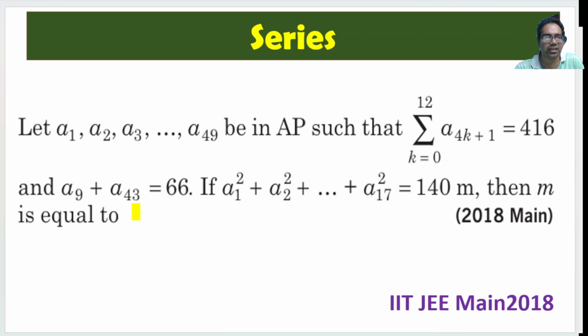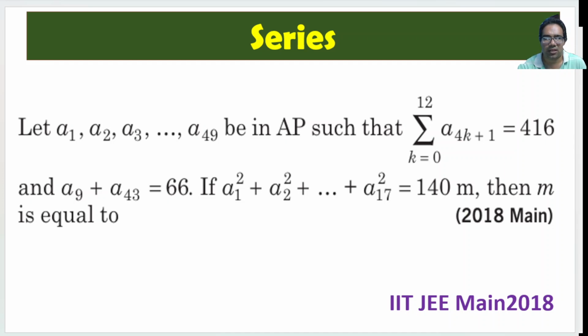At the same time, A9 plus A43 is 66. If this is the case, then A1 square plus A2 square up to A17 square is 140m. Then what is this m? So basically, we have to find out what are these A's. What is this series basically?